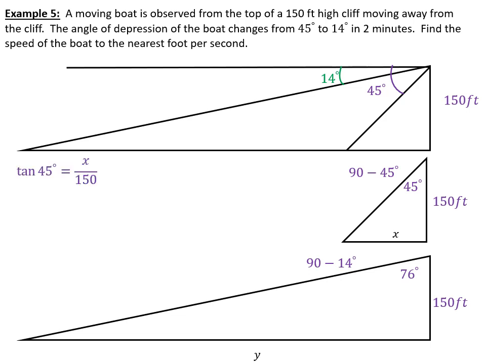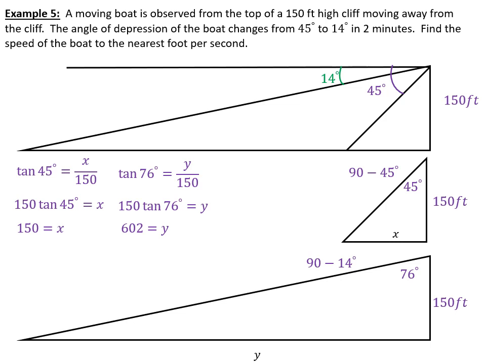So working with tangent here because we don't have the hypotenuse in either case. So tangent of 45 equals x over 150. And tangent of 76 equals y over 150. So x is 150 times tangent of 45. Y is 150 times tangent of 76. X is 150. Y is 602. And I'd like to know the distance between them because that would tell me how far the boat has traveled. So total distance traveled is 452 feet.